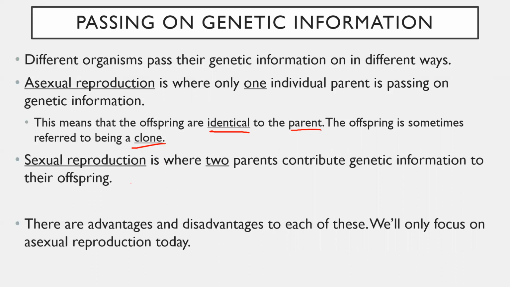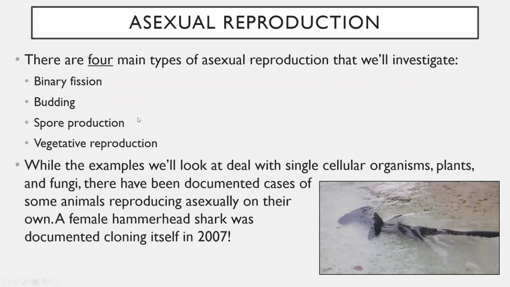Now, there are advantages and disadvantages to each of those. We're only going to focus on asexual reproduction today, so we're really going to build an advantages and disadvantages table at a later time. But for now, we'll just focus on what asexual reproduction is today. There are 4 main types of asexual reproduction that we're going to investigate. There's more than just 4 types, but there's only 4 that we're going to investigate as per this course.